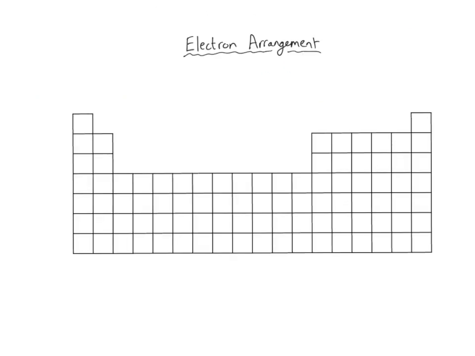I want to keep thinking about electrons now by looking at the electron arrangement for each of the elements. The electron arrangement is sometimes also called the electronic structure, but it means the same thing. And what we mean by that is how many electrons there are in each shell for each particular element.